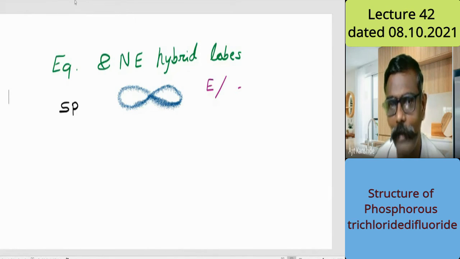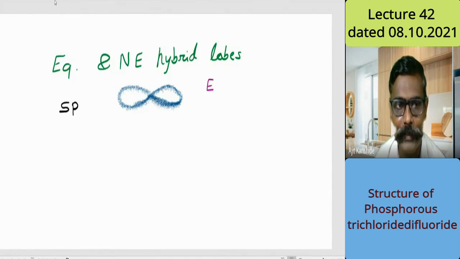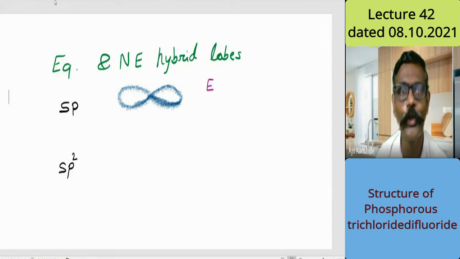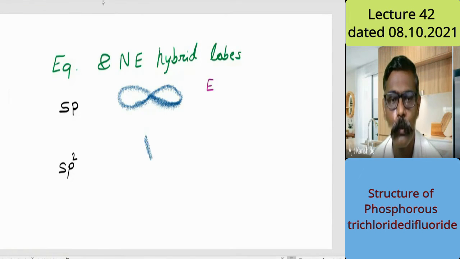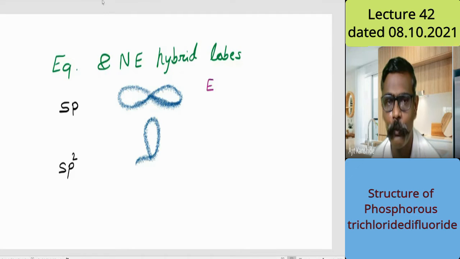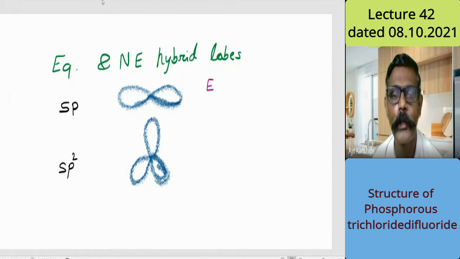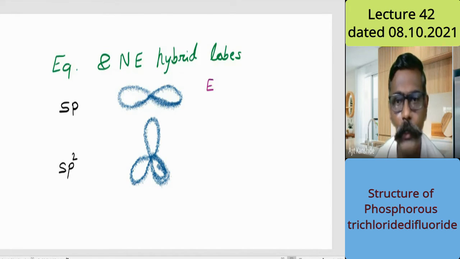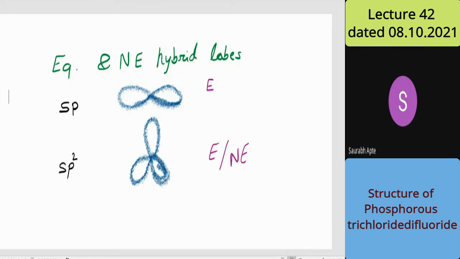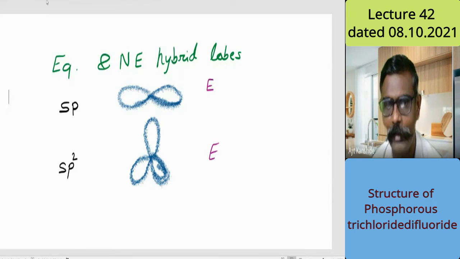Those are equivalent. If I consider a second hybridization, say sp2, the arrangement of those lobes: if I consider one lobe upside, the second lobe makes an angle of 120 degrees, and the third lobe also makes an angle of 120 degrees. Now tell me, are these lobes equivalent or non-equivalent? Equivalent. Yes, absolutely. It is also equivalent.